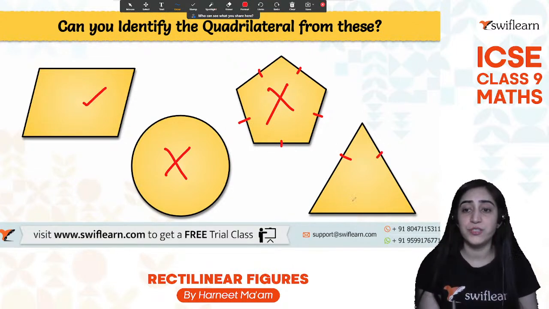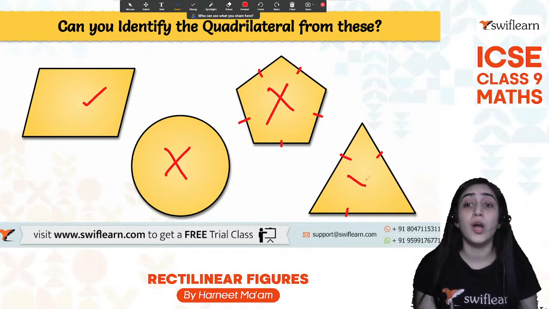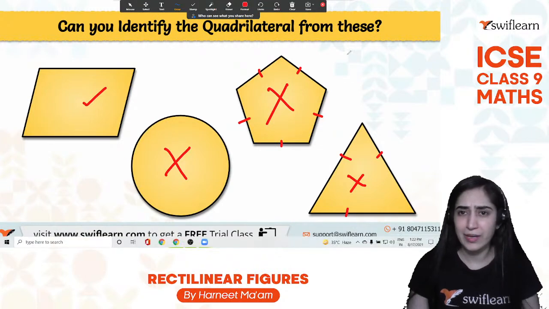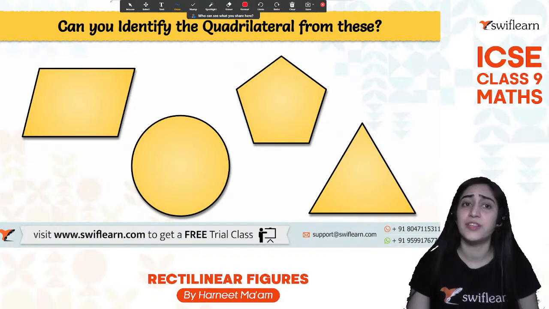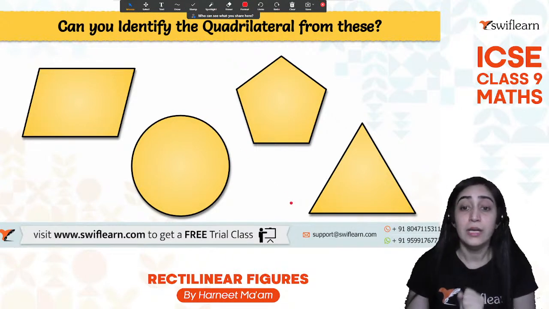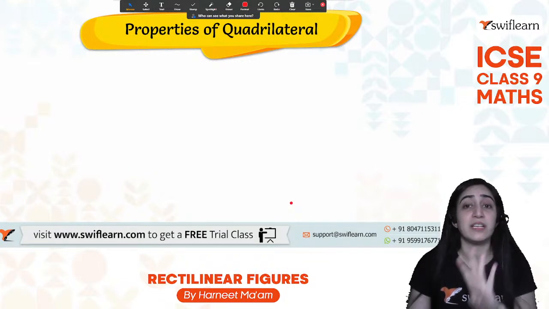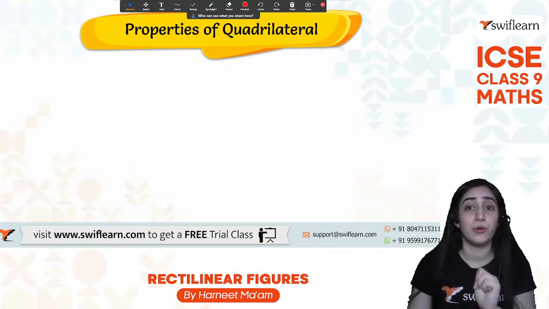Moving on to this one, 1, 2, 3 sides. It's a trigon or a triangle, but it's not a quadrilateral. All right, so I hope it's easy to classify by the number of sides. When there are four sides, we call it a quadrilateral. But not that they are equal, right? It is just saying that it has four sides. It comes to the category of quadrilaterals.